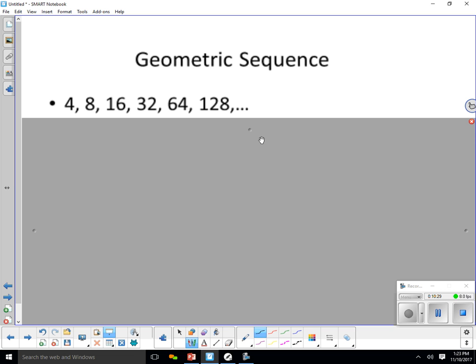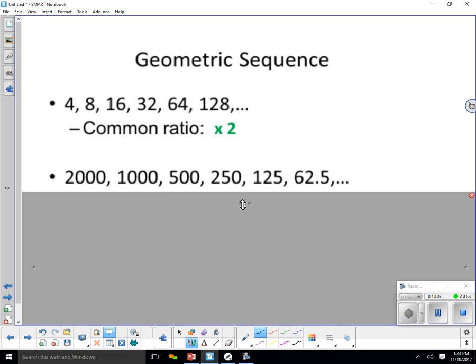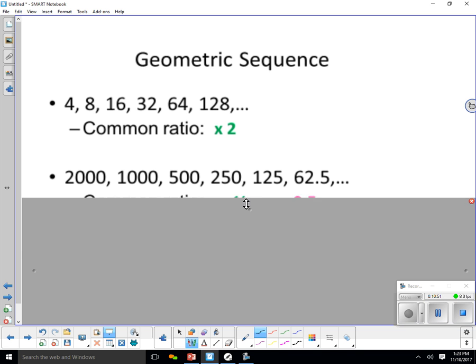4, 8, 16, 32, 64, 128. Jace? Multiplying by 2. 2,000, 1,500, 250, 125. 62.5, which I don't like, but that's okay. Paul? Now, dividing or multiplying by 1/2.